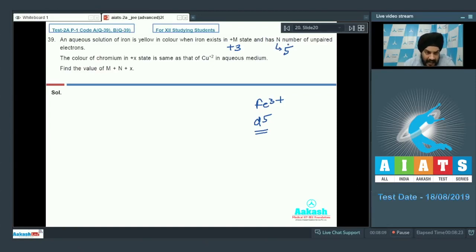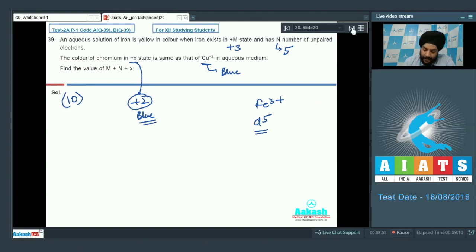It is further given to us that the color of chromium in plus X state is same as that of copper plus 2 in aqueous medium. So students, we know that chromium plus 2 is blue in color, which is the same as the color of copper plus 2 in aqueous medium. Okay, so the value of X is equal to 2. So we have to find the sum of M, N and X. So M was 3, N was 5 and X is 2. So the value comes out to be equal to 10. So students, for this question, we have to mark the correct answer as 10.